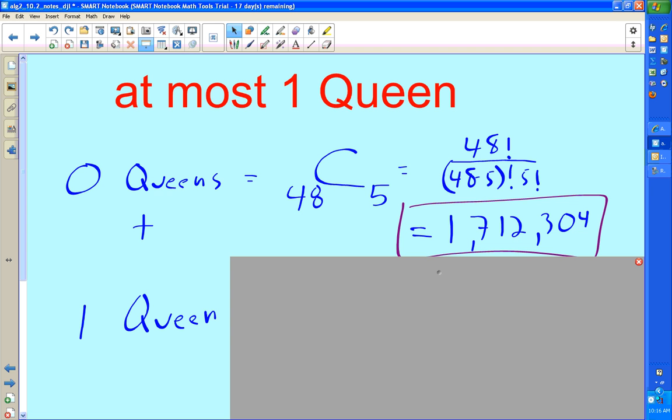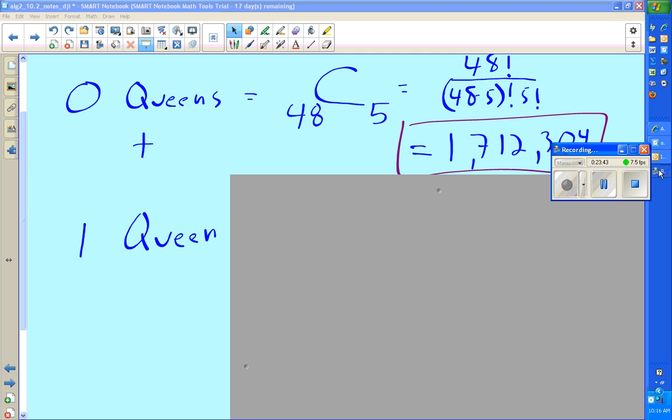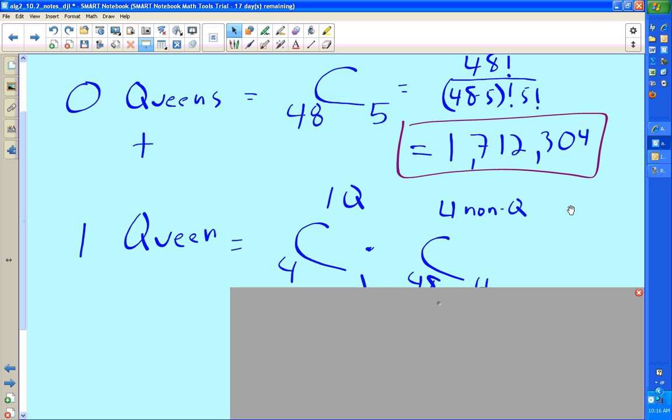Now, what if you wanted to get a hand that had exactly 1 queen? Again, this is a little bit tricky. How could we do exactly 1 queen and the other cards not queens? How many queens are there to choose from? 4. How many do you want? 1. So the first part of this is 1 queen, which is 4 taken 1 at a time, and you're going to multiply that by the non-queens, 48 taken 4 at a time.